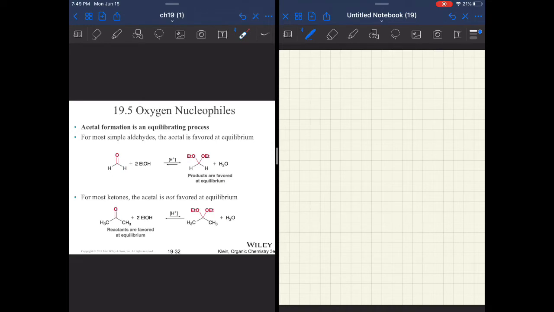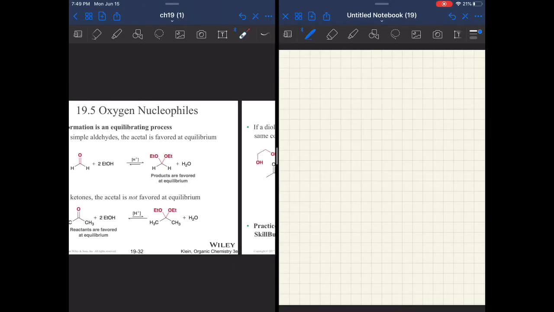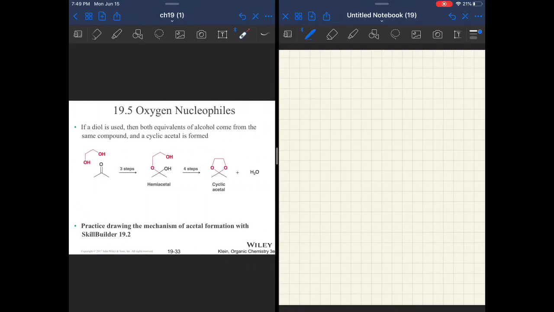So the biggest difference is just where the equilibrium lies when it comes to aldehydes versus ketones. I am not going to ask you about that. Assume that it will make the acetal product. I'm not going to trick you there. The last oxygen nucleophile we look at is the diol. If we use a diol, we can make a cyclic acetal because both of the alcohols are on the same compound.